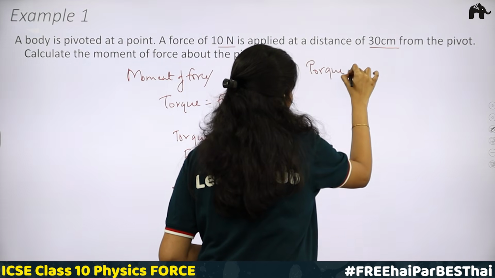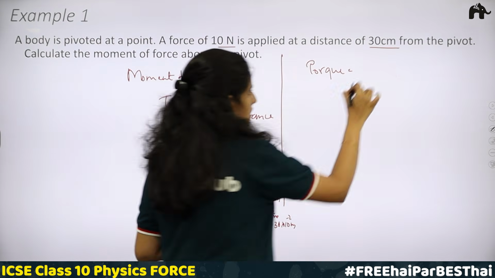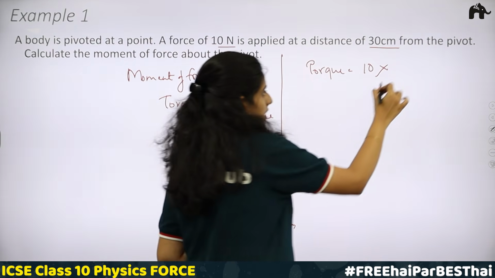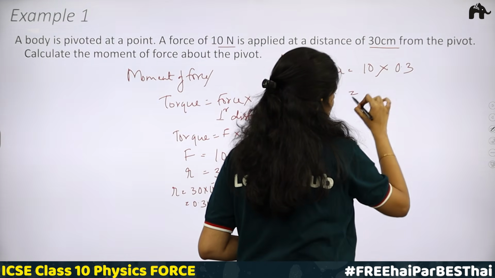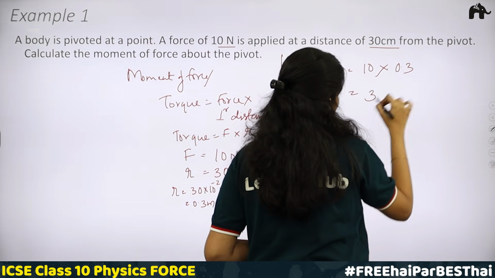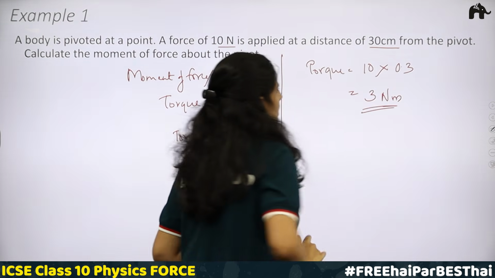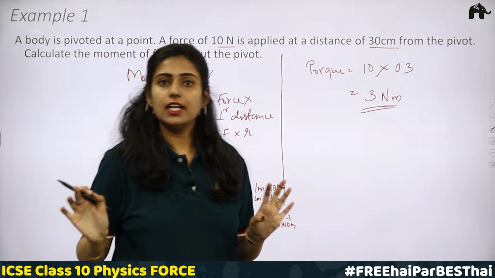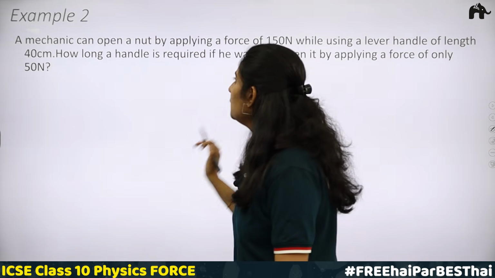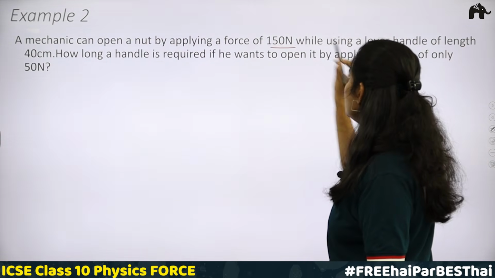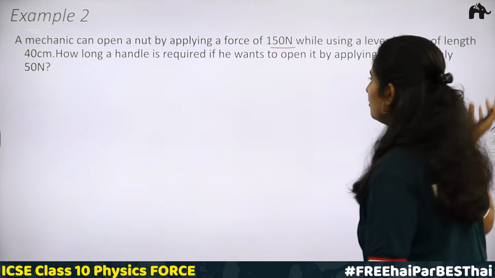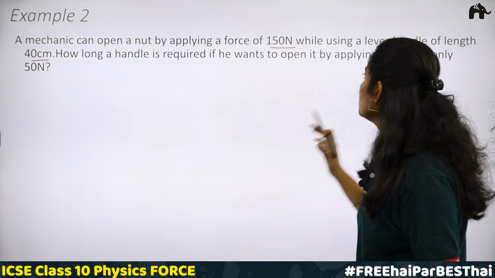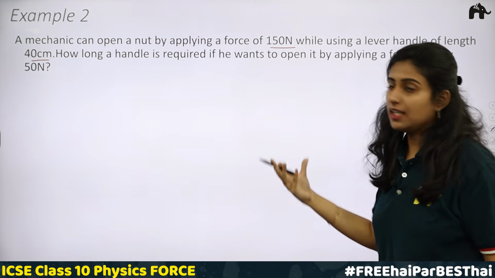What is the torque? Torque will be equal to force, force is 10 Newton, into R. R is 0.3 meter. 10 into 0.3 is equal to 3. You will be getting 3 Newton meter. The required torque to produce a turning effect is 3 Newton meter. Clear? Second example: a mechanic can open a nut by applying a force of 150 Newton while using a lever handle of length 40 centimeter. How long a handle is required if he wants to open it by applying a force of only 50 Newton?